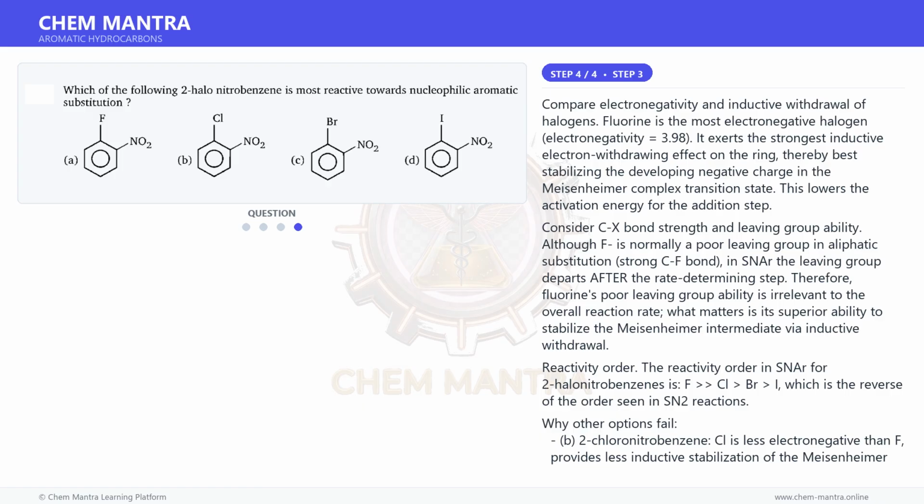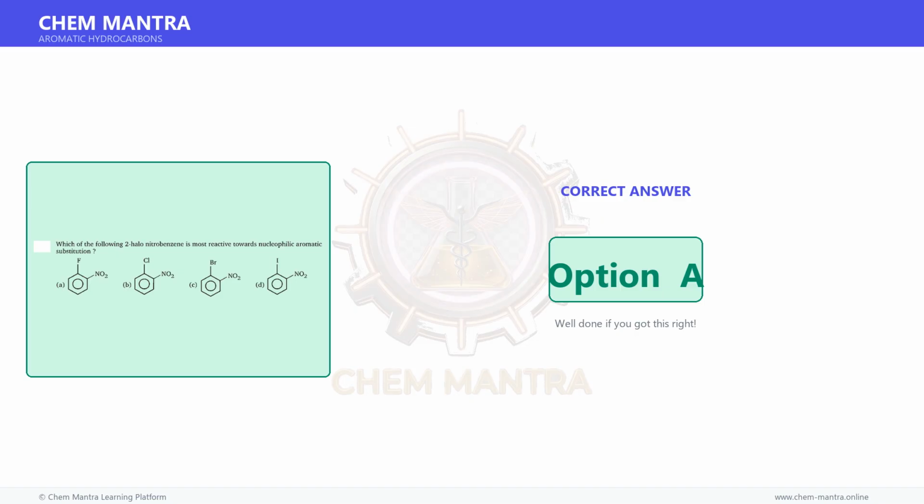C. 2-bromonitrobenzene, Br is even less electronegative, further reducing reactivity. D. 2-iodonitrobenzene, I is the least electronegative halogen, providing the least stabilization, least reactive in SNAr. Therefore, the correct answer is A. Therefore, the correct answer is option A.